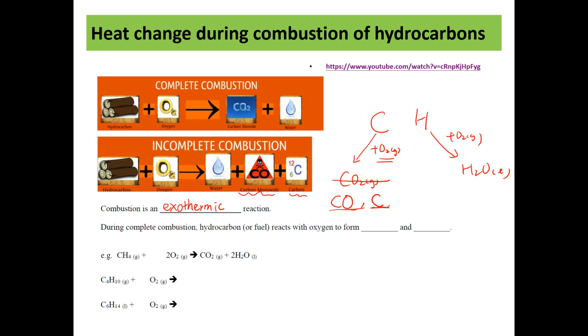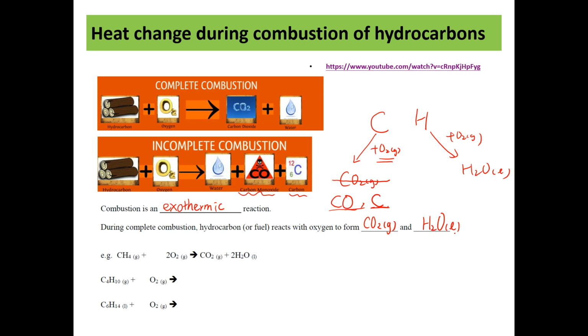Now during complete combustion, hydrocarbon reacts with oxygen to form carbon dioxide and water. I think there is a difference between what the video mentioned and DSE. We will expect you to use L to represent the physical state of water. Maybe you wonder, how come under high temperature water shouldn't be in gaseous state? In reality, for the physical state on the product side, we consider its physical state at room temperature. Under combustion it may be gas, but after it cools down, it will become liquid at room temperature. So I write down L.